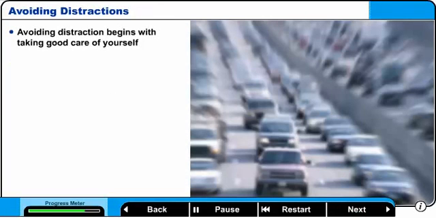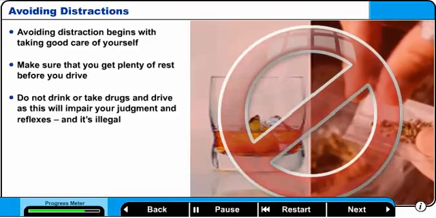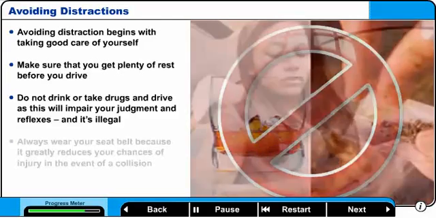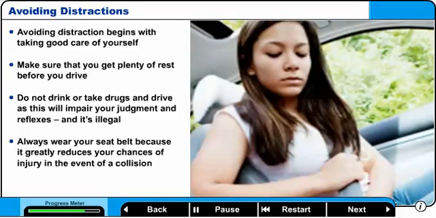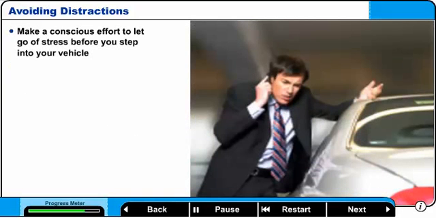Avoiding distraction begins with taking good care of yourself. So make sure that you get plenty of rest before you drive. Do not drink or take drugs and drive, as this will impair your judgment and reflexes, not to mention that it's illegal. Always wear your seat belt because it greatly reduces your chances of injury in the event of a collision. Make a conscious effort to let go of stress before you step into your vehicle.